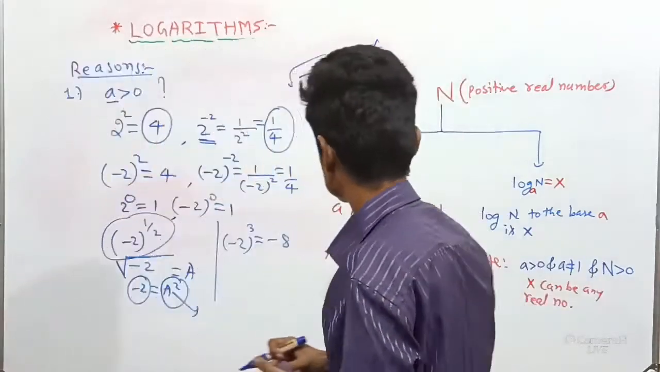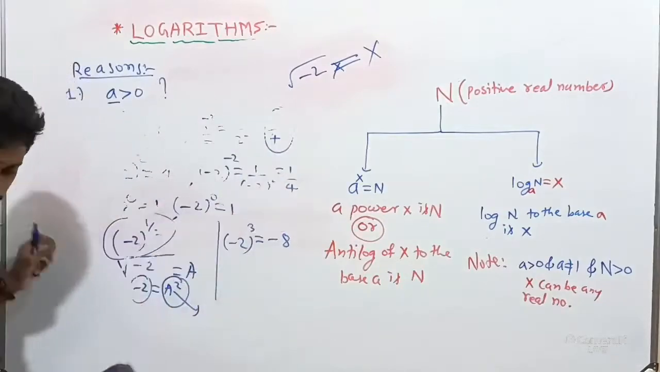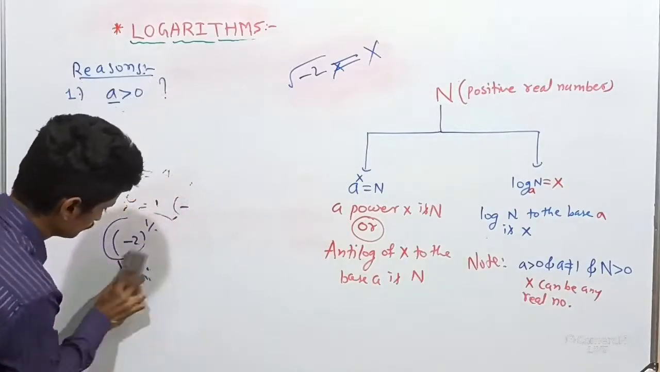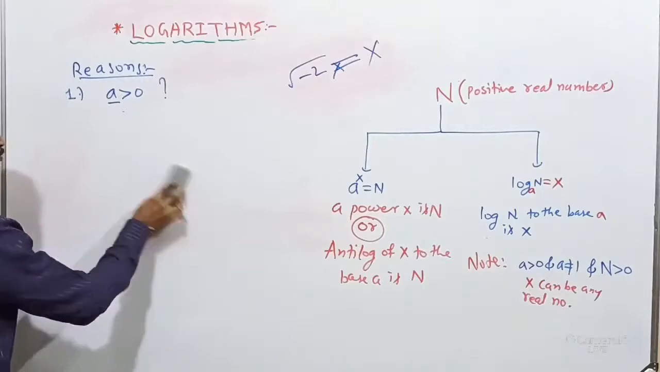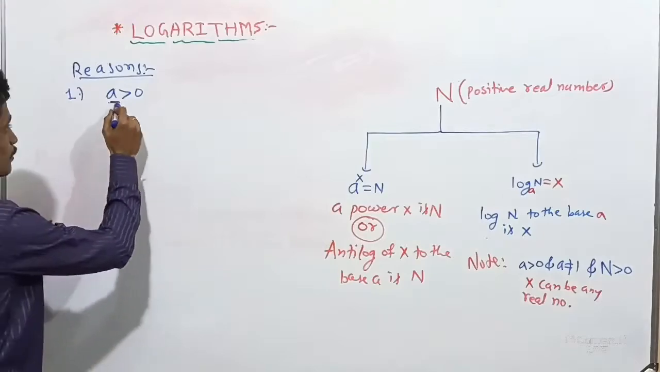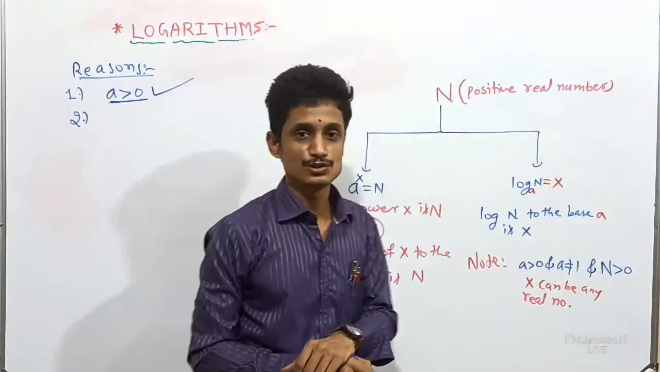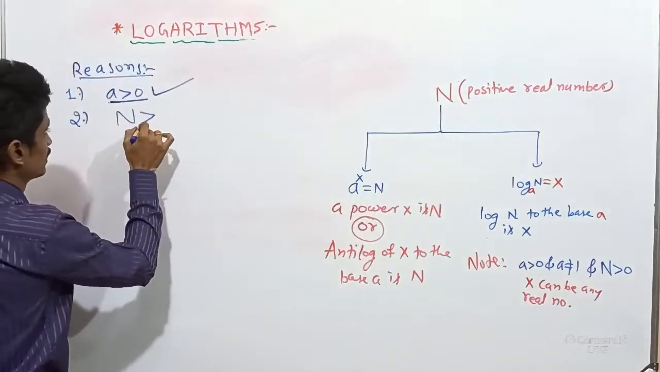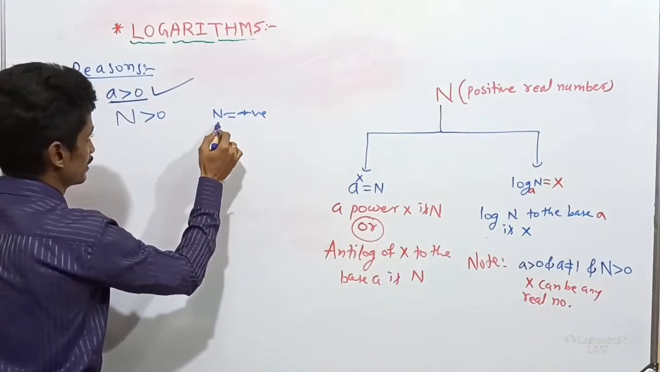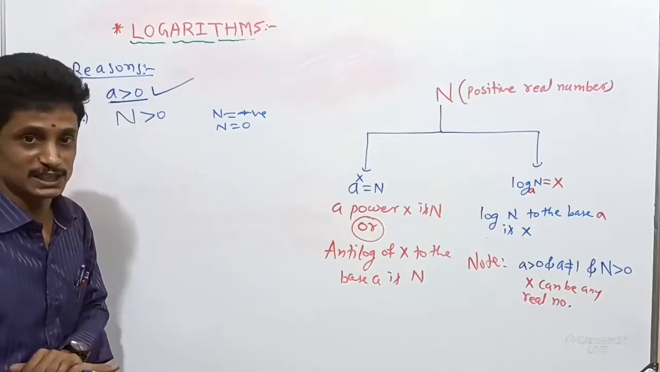The second case I will take. One is clear, a is always a positive number. The second case: why will n be greater than 0? Yes, why will n be greater than 0? Why not n being a negative quantity? Why not n being 0? Why are we choosing only n to always be greater than 0?